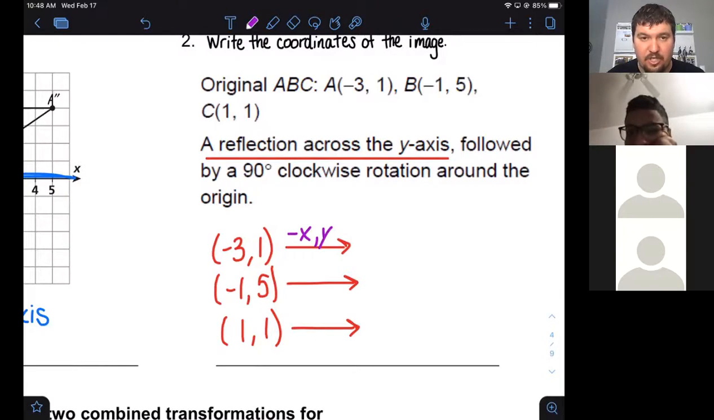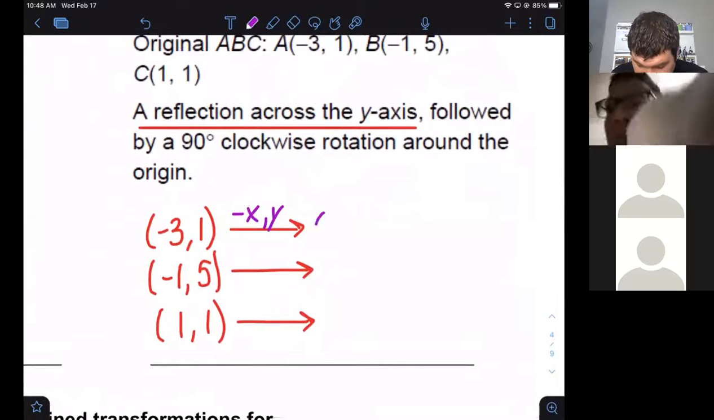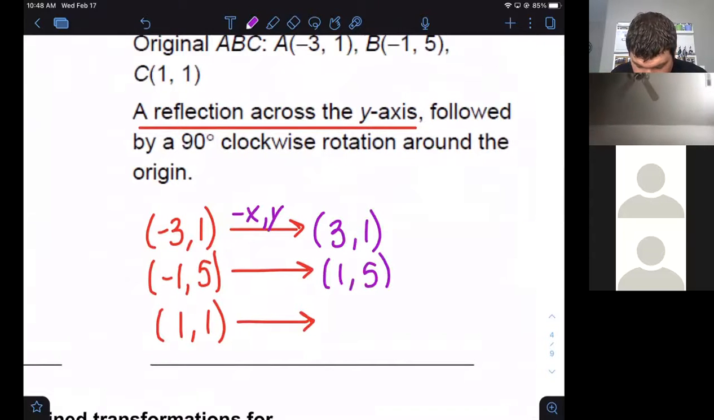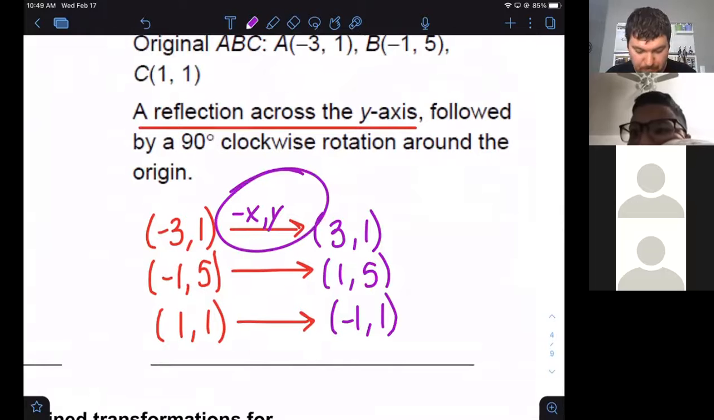Okay, so I'm using arrow notation for number 2. I'm going to use arrow notation for number 4 as well. So when I do that, that's going to give me 3, 1, 1, 5, and -1, 1. And so again, I don't care if you write A, B, C, A prime, B prime, C prime. I'm not going to dock you on those if you don't. But I do want to make sure you have the right arrow notation on the top.